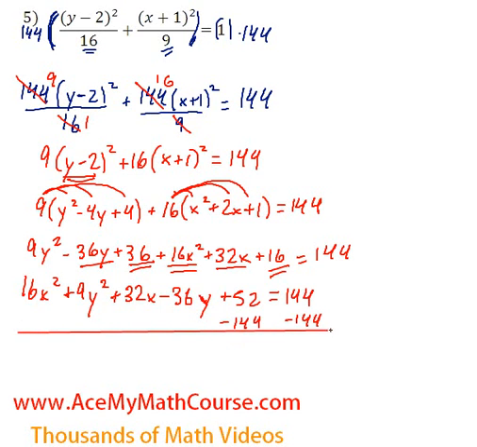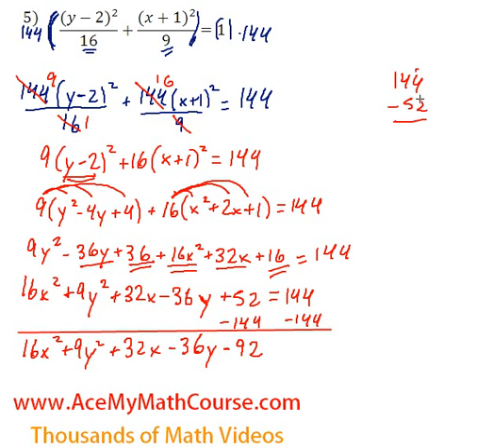Let's just make a nice line over here. Okay, so we have 16x squared plus 9y squared plus 32x minus 36y, and 52 minus 144. That's a tough one for me. I think that's negative 92. Is that right? Just 1 second. So yeah, 92. Okay, there we go. And 144 minus 144 is 0.